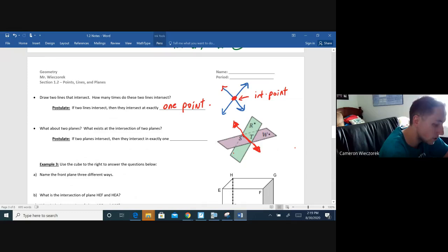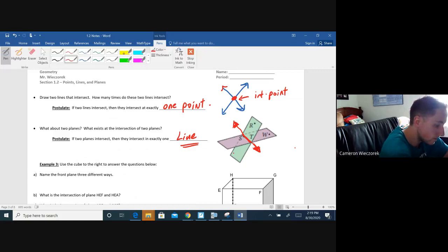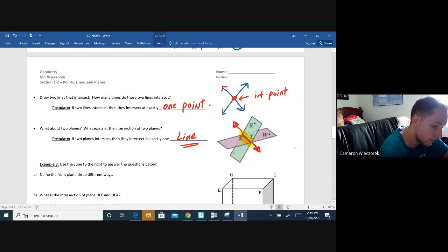So this is another postulate. If two planes intersect, then they intersect in exactly one line. Make sure you have line there, not segment. Don't let the picture throw you off. There's the intersection.